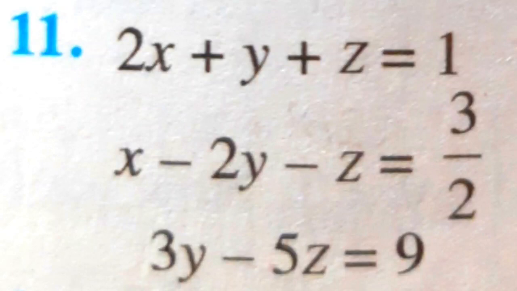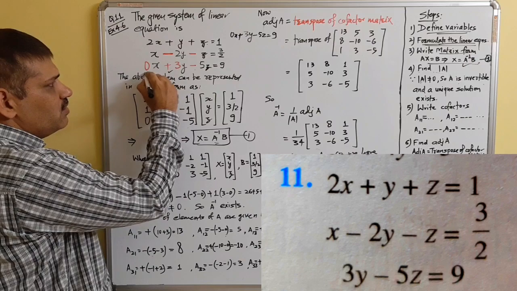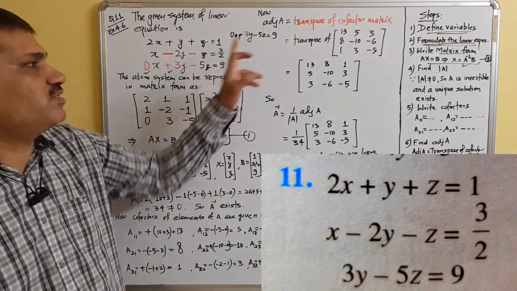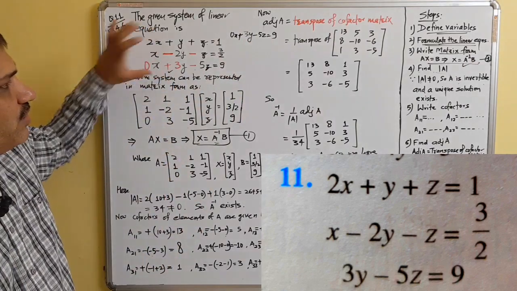Well, to make the concept clearer, we take one more problem from NCERT exercise 4.6, question number 11. In this question, we can see that some of the coefficients are negative, and on the right hand side the constant is a fraction. Also, the third equation is 3y minus 5z is equal to 9. That means x is absent, so we write 0x plus 3y minus 5z is equal to 9. So we have the system of linear equations.